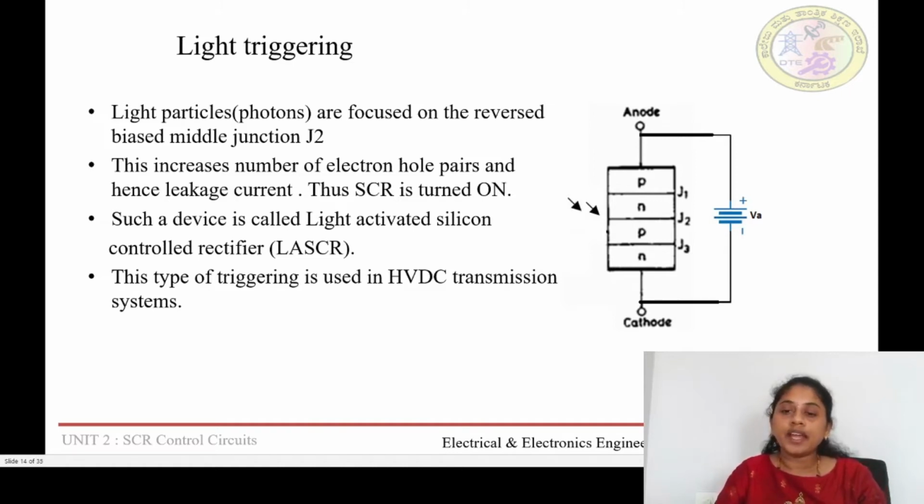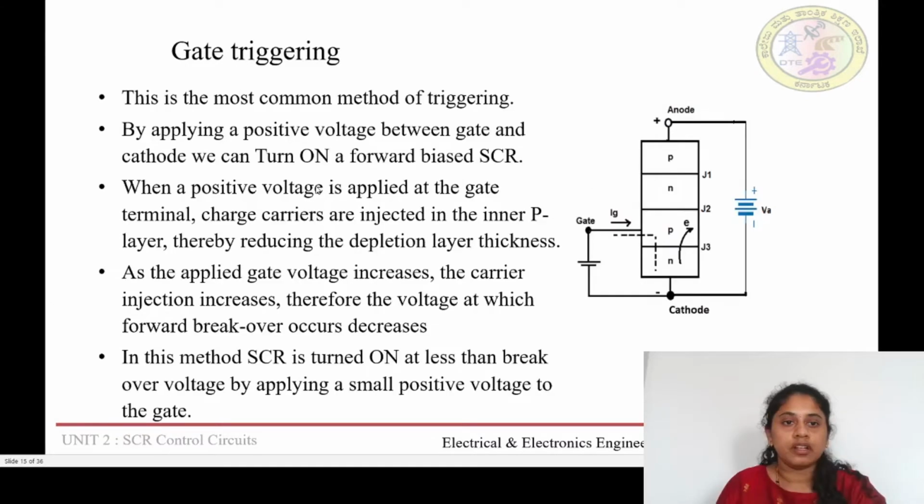If the intensity of light is further increased, more electron hole pairs are generated and current starts flowing from anode to cathode. Under this condition, the SCR is said to be turned on. The SCR which makes use of this method is known as LASCR, that is light activated silicon controlled rectifier. This method is usually used in HVDC transmission systems because the LASCR isolates power circuits from the low power control circuits. Now let us see the last method of triggering, that is gate triggering.